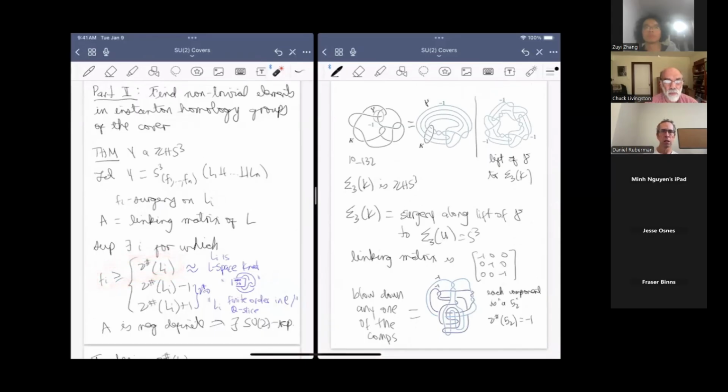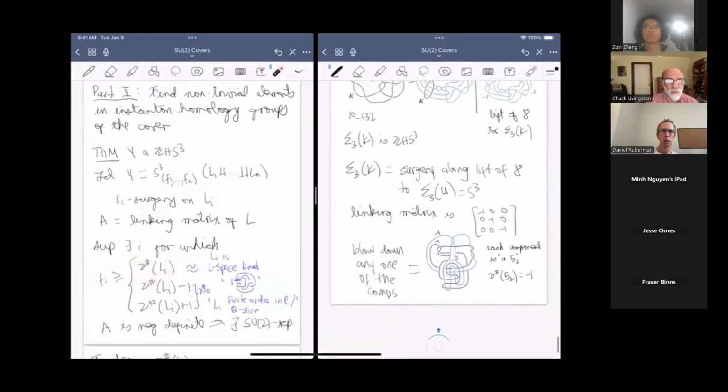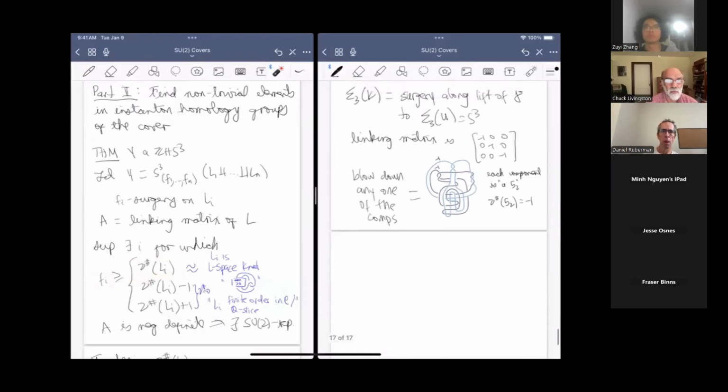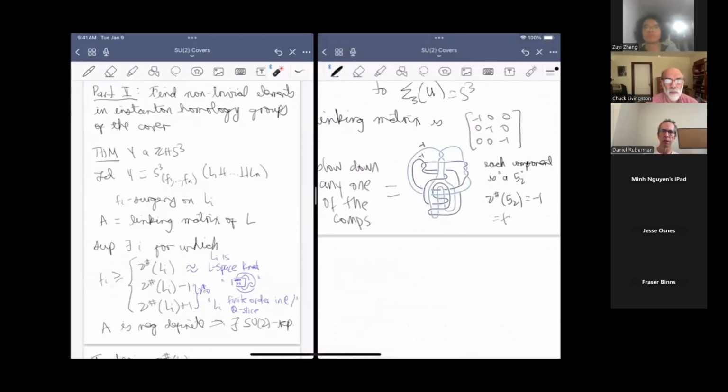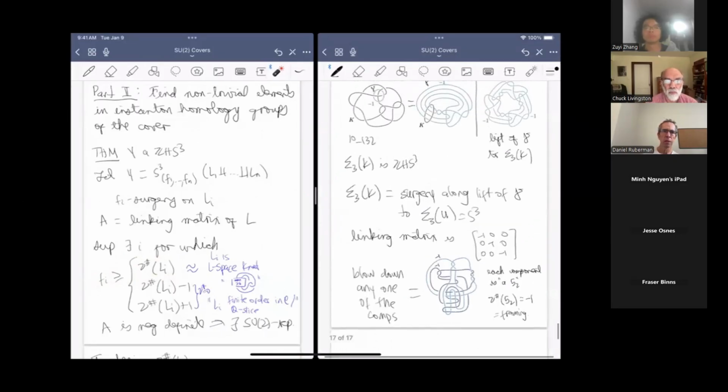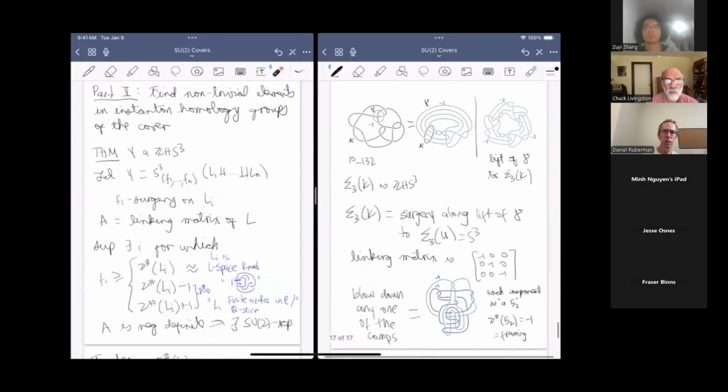So then our theorem gives us, so this is equal to the framing. And then we're good to go.